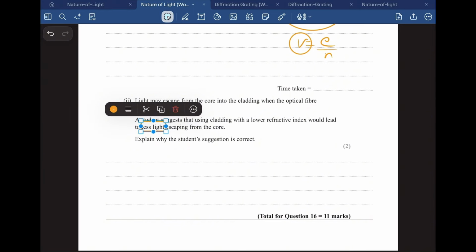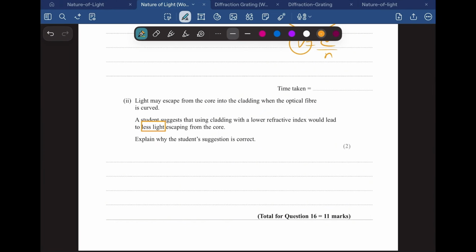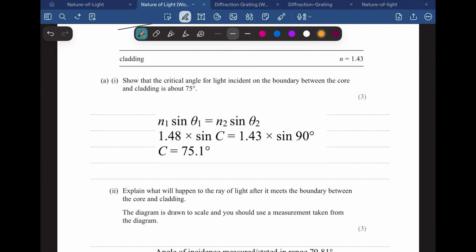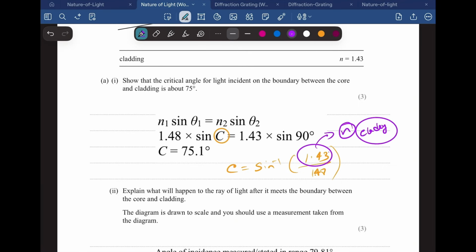Because when you use a cladding with a lower refractive index, what actually happens? We can go back to this formula. If you make C the subject, it becomes C is equal to sine inverse of 1.43 divided by 1.48, right? And what is this 1.43? This 1.43 is basically the refractive index of the cladding.